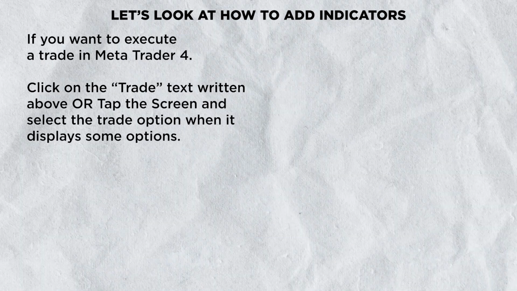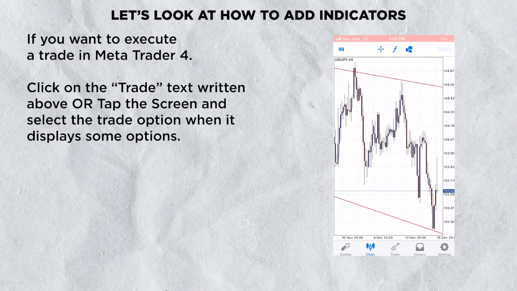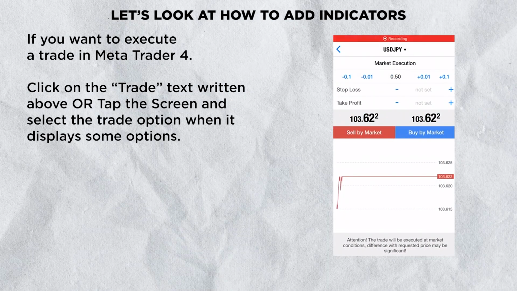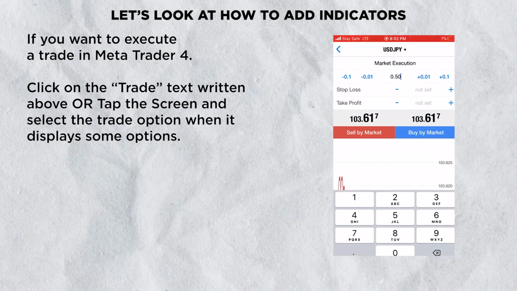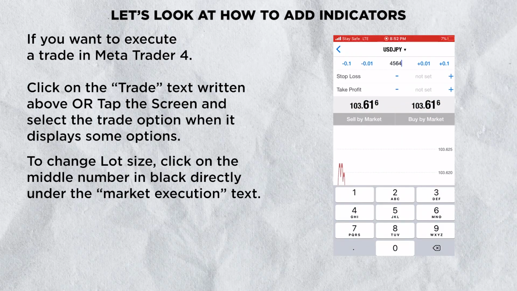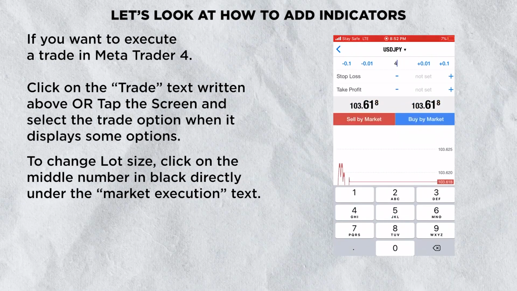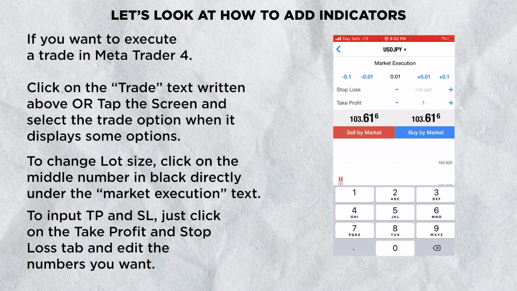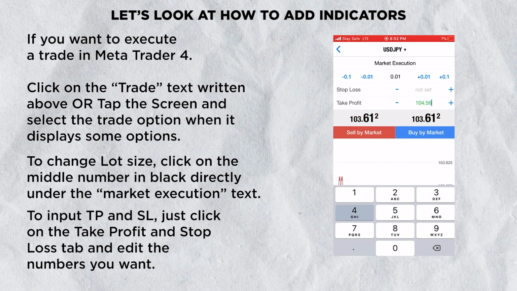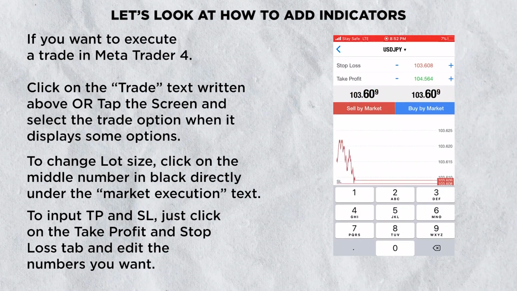If you want to execute a trade in MetaTrader 4, click on the Trade text written above, or tap the screen and select the trade option when it displays some options. To change lot size, click on the middle number in black directly under the Market Execution text. To input TP and SL, just click on the Take Profit and Stop Loss tab and edit the numbers you want.